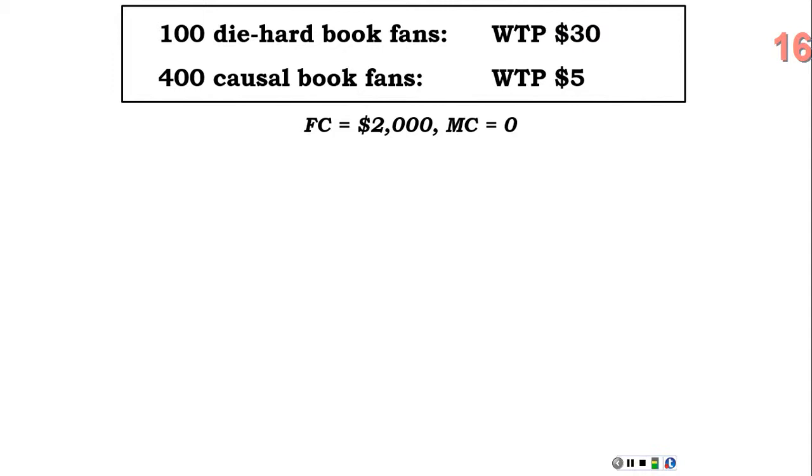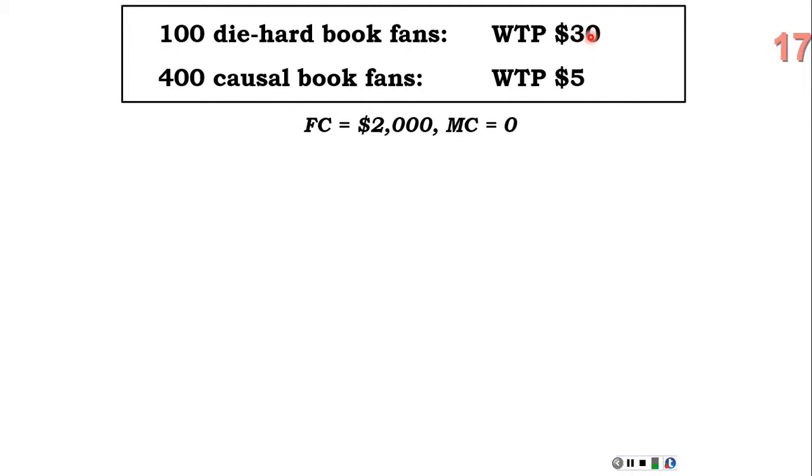Now, the last thing I kind of want to talk about is this idea of dynamic pricing. Okay, sometimes monopolists, because they have market power, are able to charge different prices to different consumers. And to illustrate why they would want to do that, let's think about a book example. Let's say a new book's coming out, and a marketing firm determines that there are 100 die-hard fans for this book that are willing to pay. That's what WTP means. They're willing to pay $30 for this book. Okay, that's the most they're willing to pay.